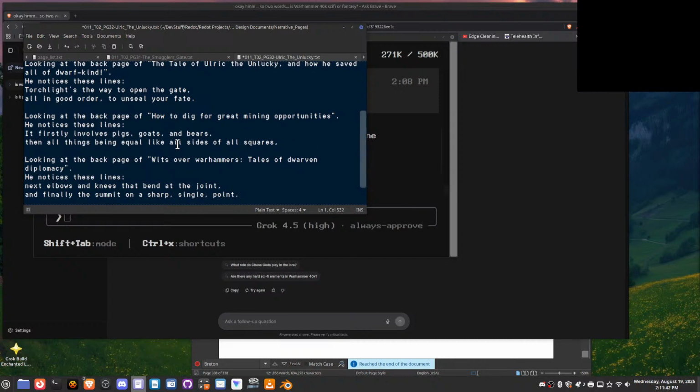It firstly involves pigs, goats, and bears. Then all things being equal, like the sides of all squares. So this is the first line, right? Next, elbows and knees that bend at the joint, and finally the summit on a sharp single point. And lastly, the summit. I might do lastly on that too.